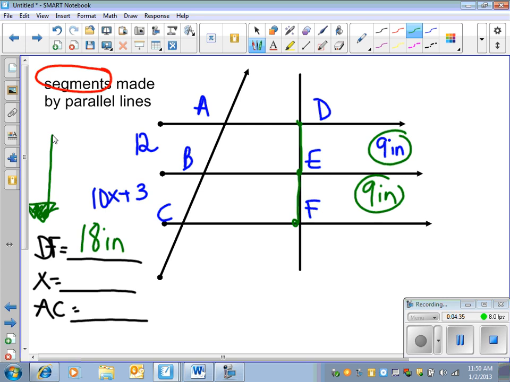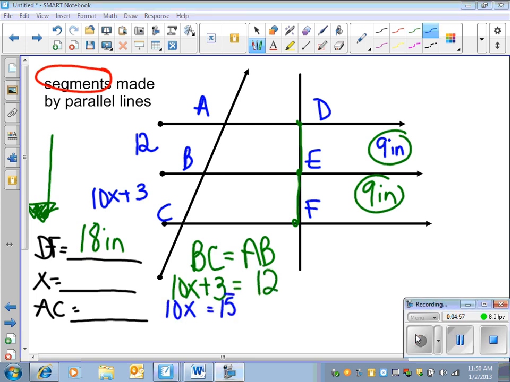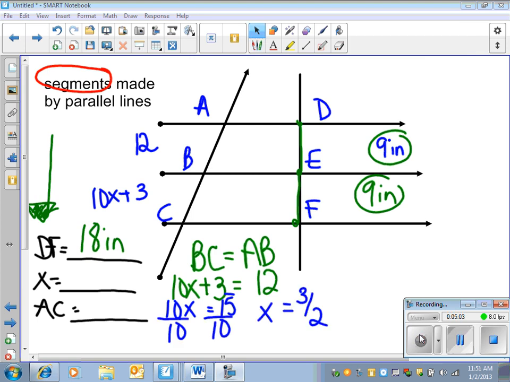Next, let's find out what x is. Well, x is right here representing BC, 10x plus 3. But I know that AB is 12. So I will set this up: BC is going to be equal to AB. Next step is substitution. BC is 10x plus 3, and AB is 12. So I add 3 to both sides, and I get 10x is equal to 15. I divide by 10, divide by 10. And x is equal to 3 halves. I come over here and I write x is equal to 3 halves.